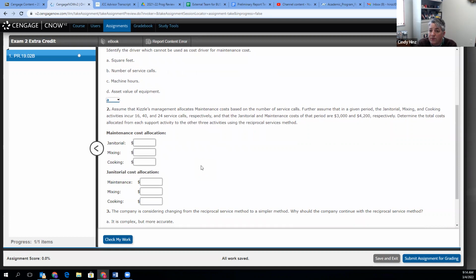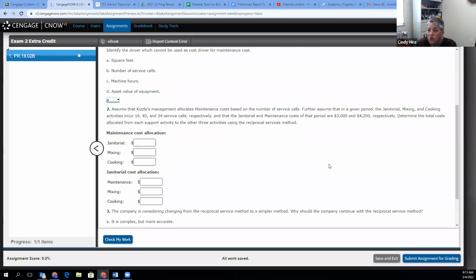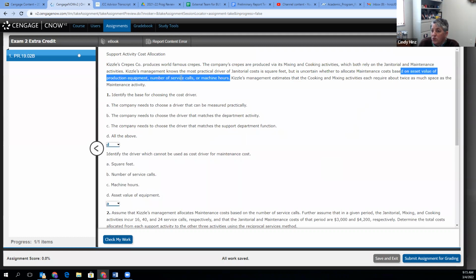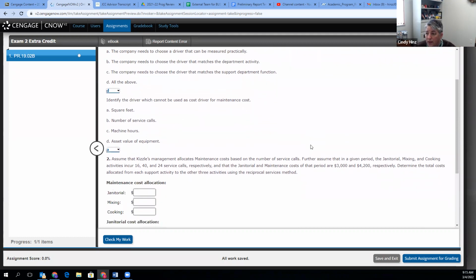So number 2 says, assume that Kizzle's management allocates maintenance costs based on the number of service calls. So we now know that maintenance is going to be based on service calls, which seems to make sense because maybe the cooking department has more breakdowns, has more need for maintenance than the mixing department. So to me, number of service calls is probably the most appropriate of the 3 options they gave us.